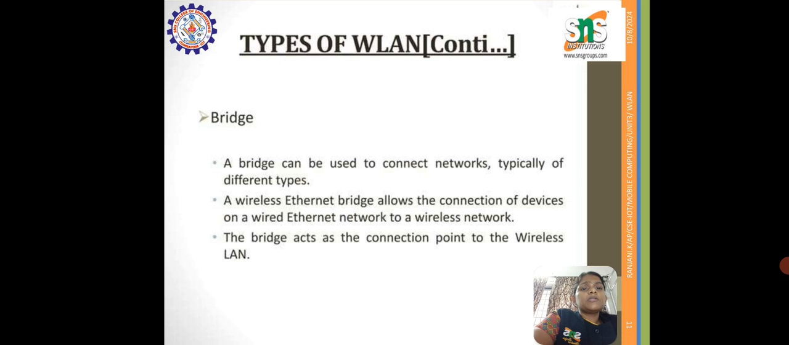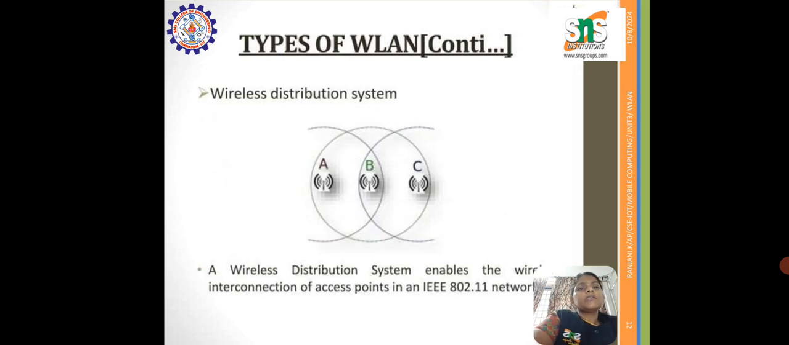Next is the bridge. Bridges can be used to connect networks, typically of different types. A wireless Ethernet bridge allows the connection of a device on a wired Ethernet network to a wireless network. The bridge acts as a connection point in a wireless LAN. Next is the wireless distribution system. This diagram represents an example of different types of wireless distribution system. A wireless distribution system enables wireless interconnection of access points with the help of an IEEE 802.11 network.